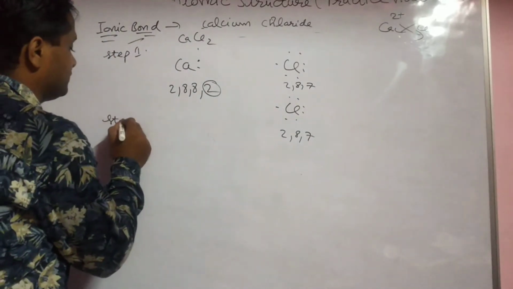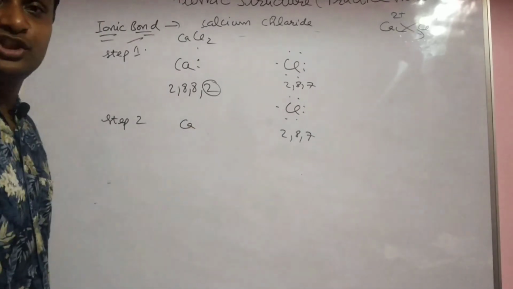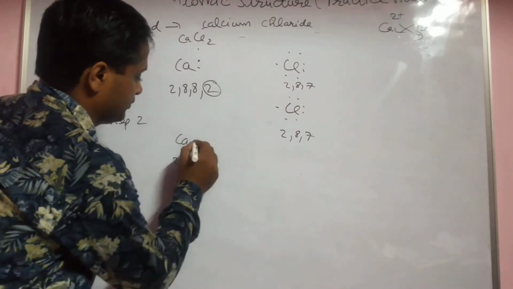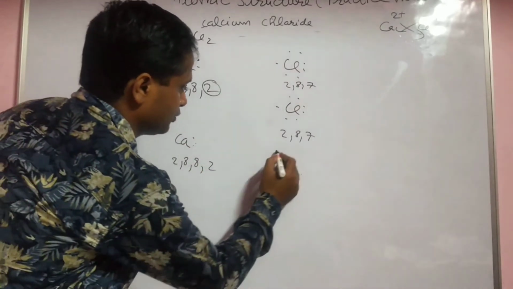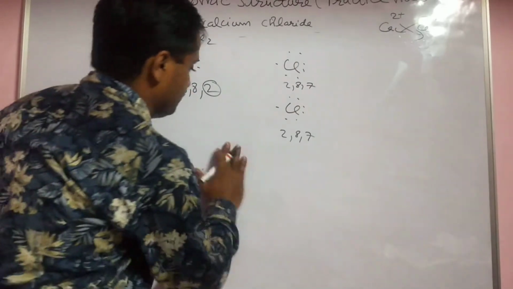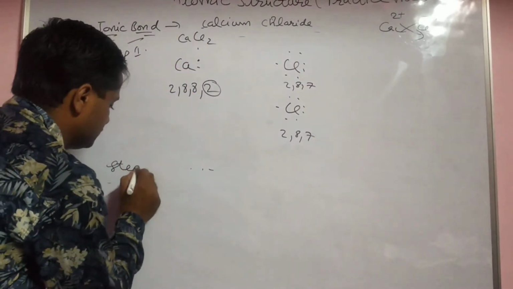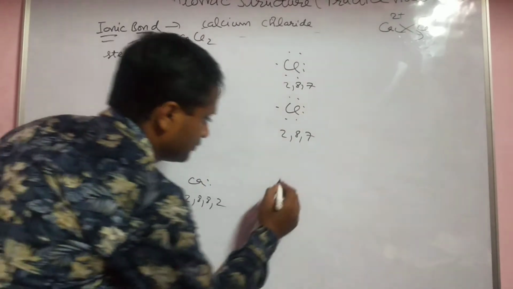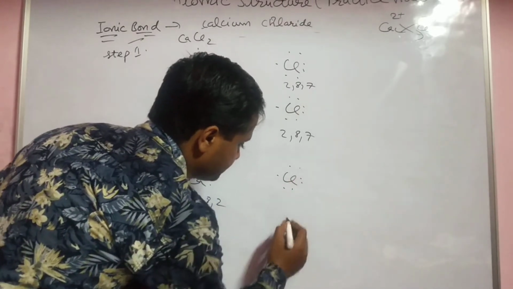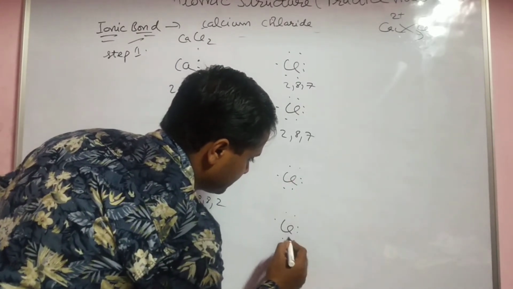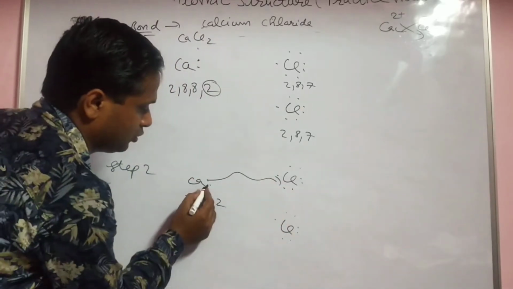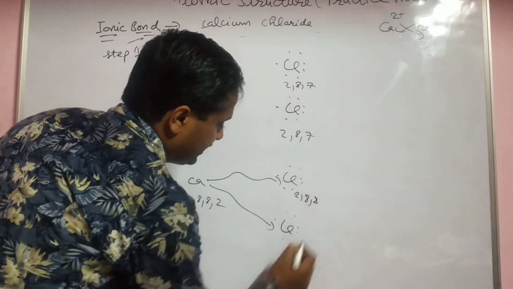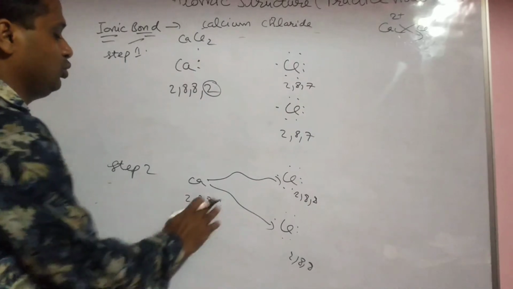In the second step, two chlorine, down. We use the second step here only, down. Calcium 2, chlorine here, here also chlorine. Calcium loses 1 electron here and 1 to this chlorine. So it becomes 2 8 8. This is also 2 8 8, and this one was 2 8.